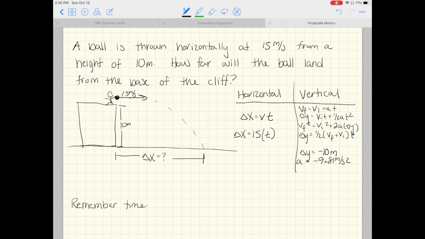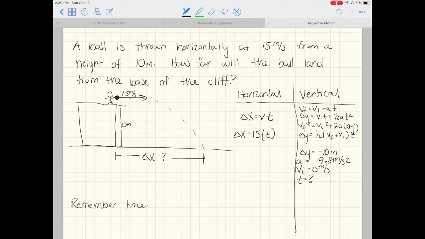This ball is being thrown straight across. So what would be its initial vertical velocity? And the answer is 0. That's because my object wasn't moving up or down to begin with, it was moving straight across to begin with. So my initial vertical velocity is 0.